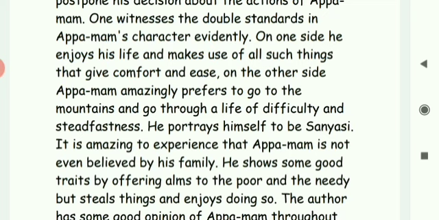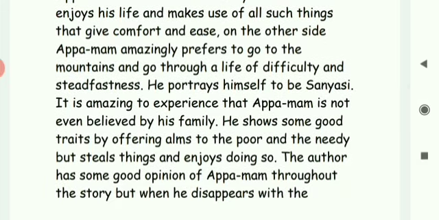That's why in this particular lesson you find that these fake faith healers are described in the text in order to tell the people that this type of people are always present in every locality, in every society. He portrays himself to be a sannyasi. It is among the experiences that Appa-Mam is not even believed by his family, and he is not accepted by his family. They can't consider him a sannyasi.